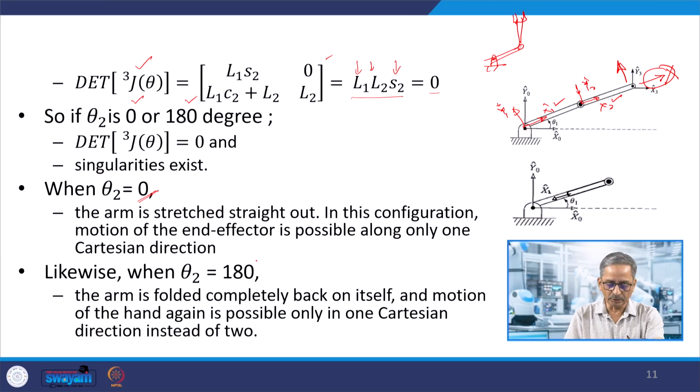Similarly, when theta 2 is 180 degrees, this is what happens here. This is your x1 cap direction, and you have the x2 cap direction here, and this is the angle. In this case also, the end effector cannot move in this direction, it has the ability to move only in this direction. So the ability to move in this direction has been lost. This is what is meant by the singular configuration.